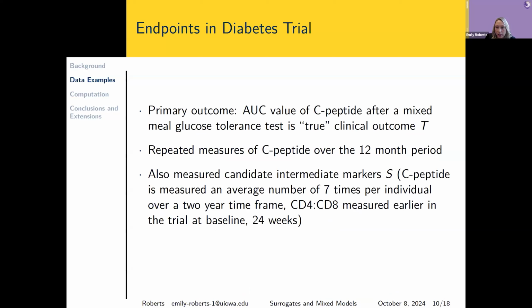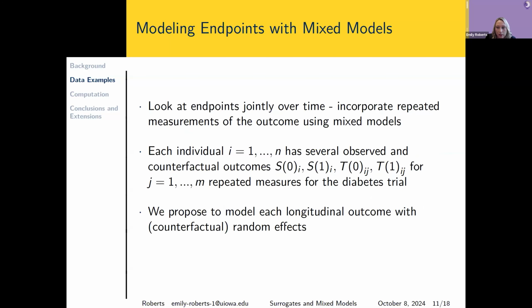They also measured candidate surrogate markers, which were broadly measures of immune response. The one that we'll be focusing on is a CD4-CD8 ratio, which are markers related to the immune system. These were also measured both at baseline and at an earlier time period at 24 weeks.